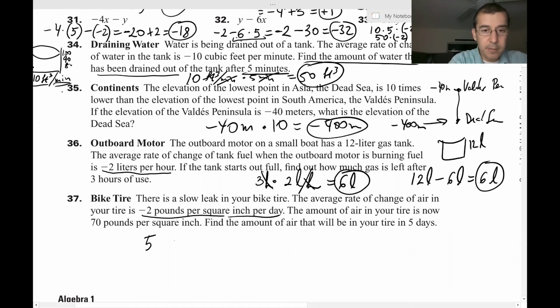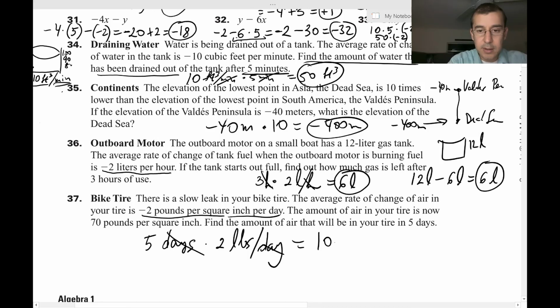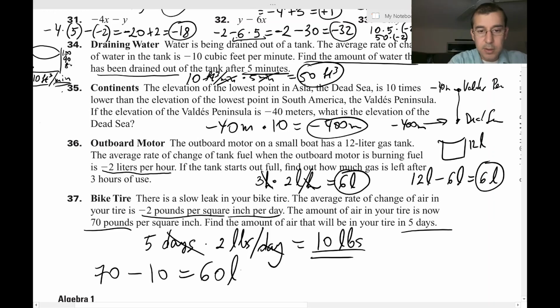So 5 days times 2 pounds per day. Days and days cancel out. So it leaked 10 pounds over 5 days. So it started out with 70 pounds. 70 minus 10, it leaked out. The answer is 60 pounds of air, the amount of air that will be in your tire in 5 days.